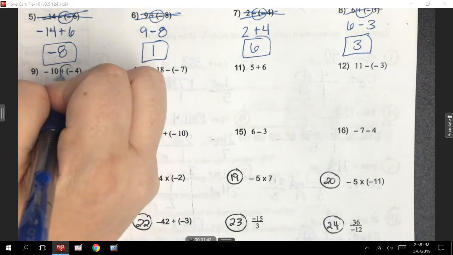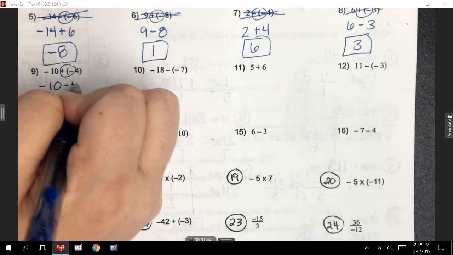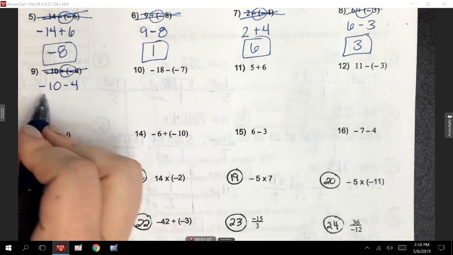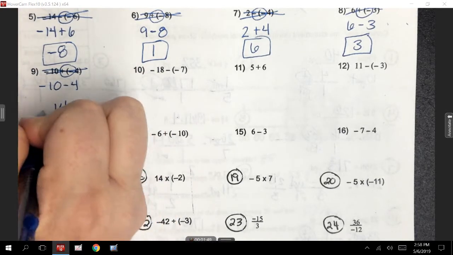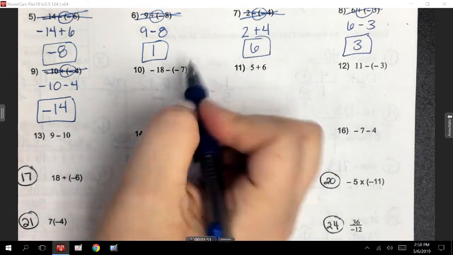Number 9, I have a double sign, so I'm going to write a new problem. -10 minus 4. Now that I have the new problem, they're the same sign, so I'm going to add them and get 14. Negative because 10 is bigger.